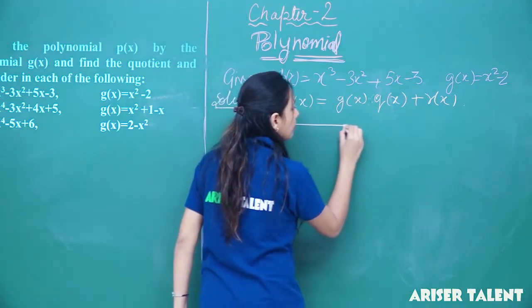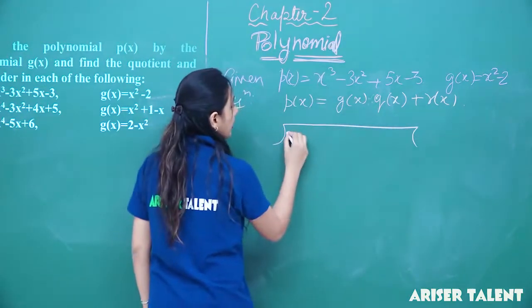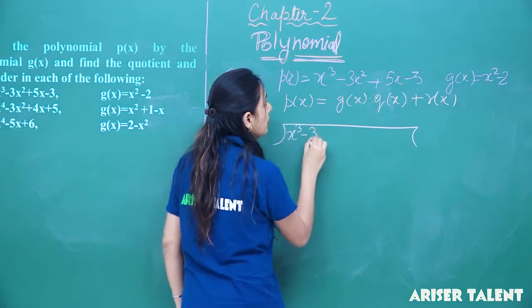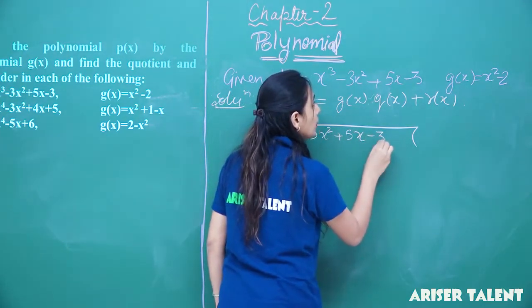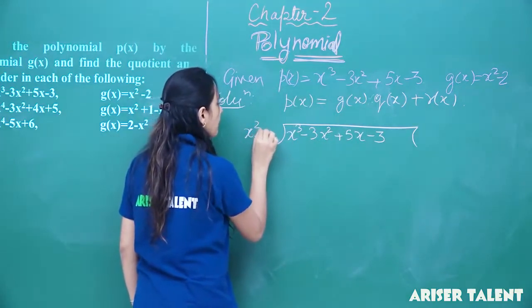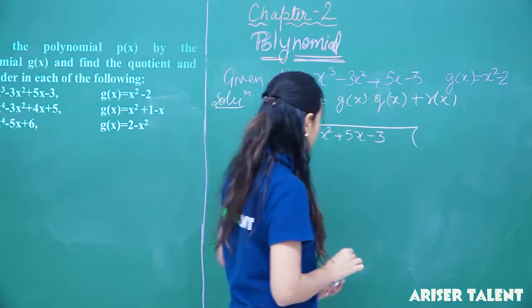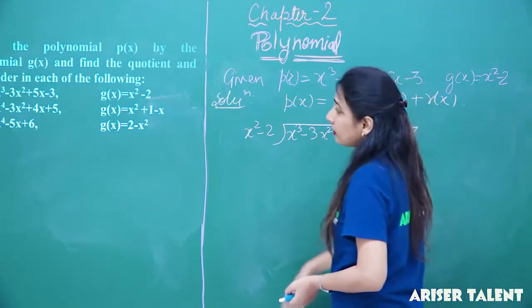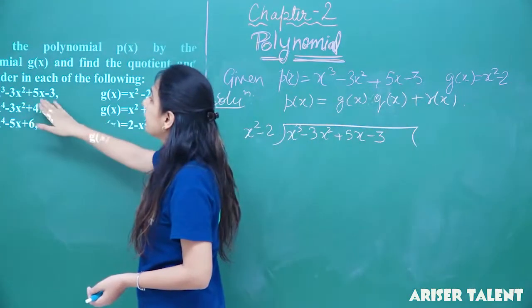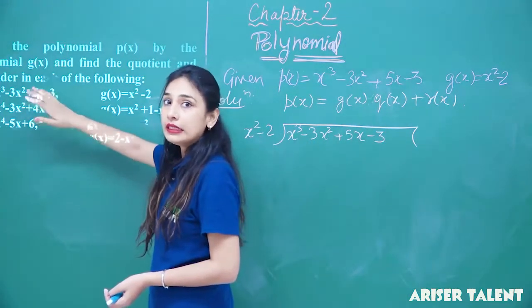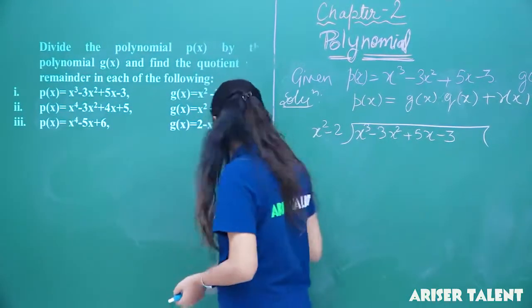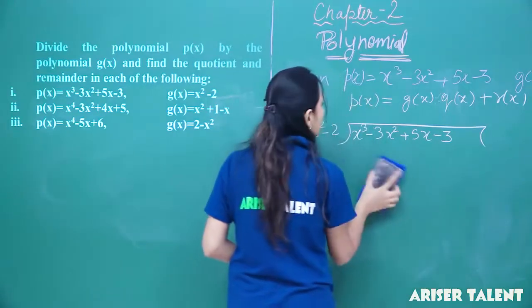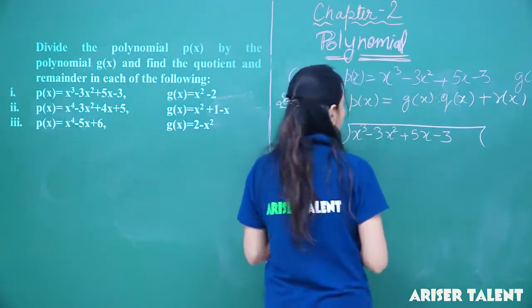So, just start the process. X cube minus 3 x of square plus 5x minus of 3 by x square minus 2. Now, because it's already given in sequence, in order, in standard form, so we don't have to rearrange it. Okay, step 1 done. Now, coming back to question.